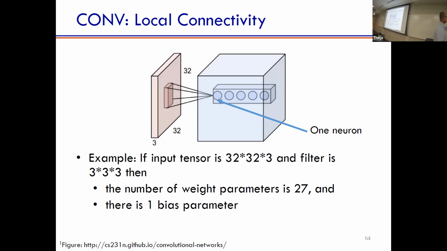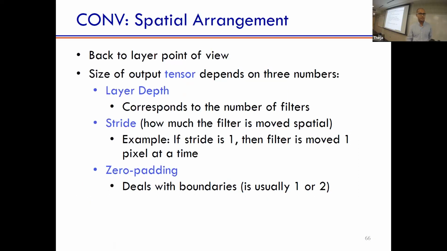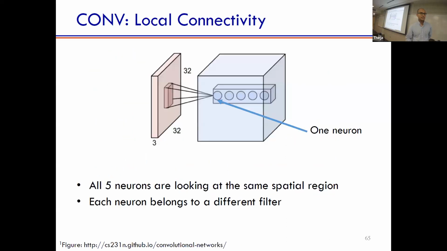The input tensor is 32 cross 32 cross 3, and this filter is 3 cross 3 cross 3. Then the number of weight parameters of the filter is 27. There's also a bias parameter which I did not show in previous illustrations, and I'm going to show it in the next slide. But that means this neuron is only looking at a 3 cross 3 cross 3 slice of the input. I'm going to connect it back to that sliding thing that we did. Basically, this number is the output of a filter operating on this part of the input tensor.